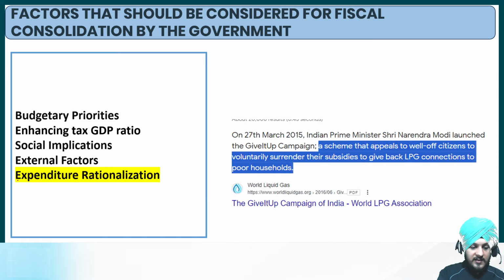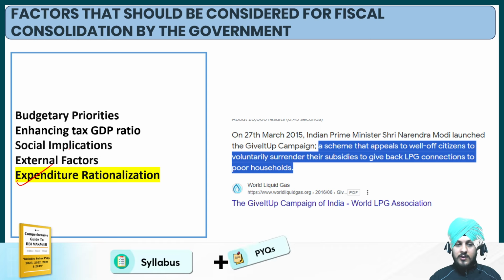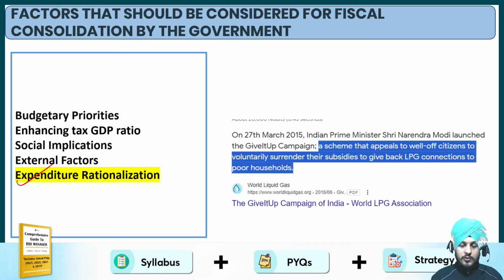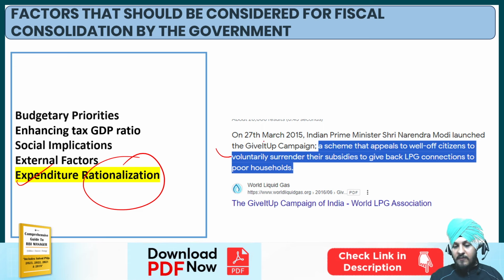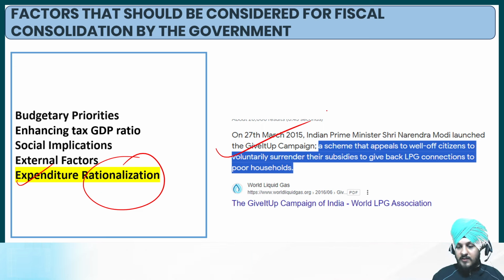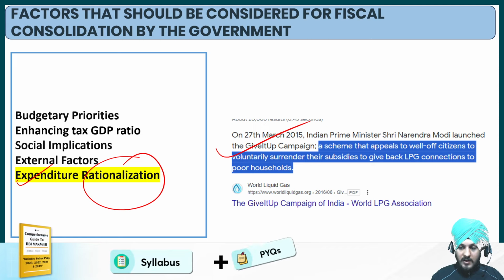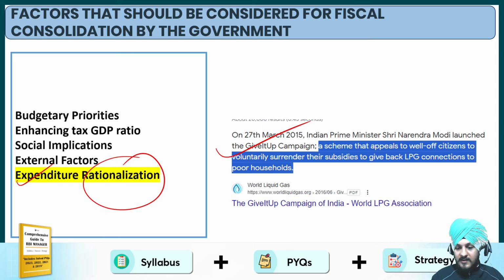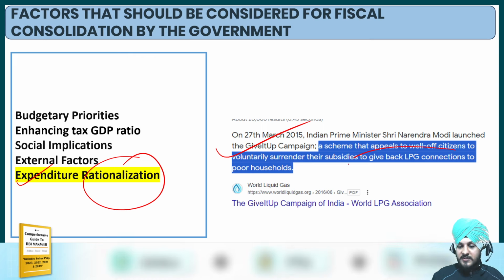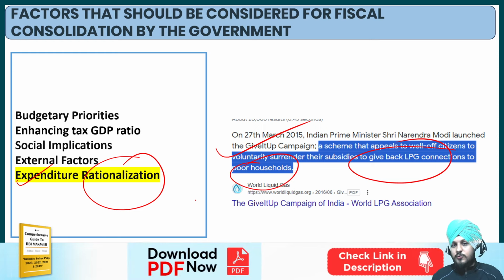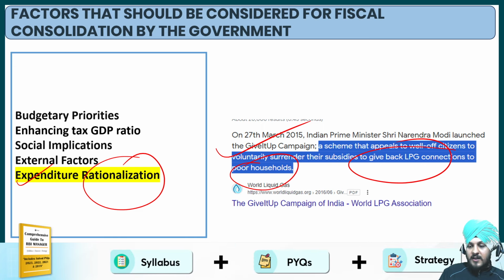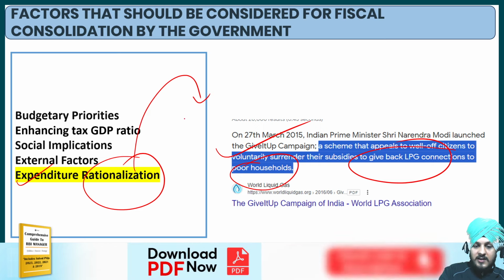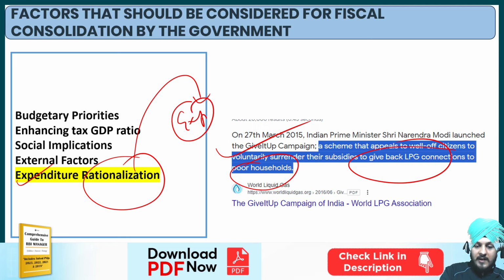Then the next point is the expenditure rationalization. So the government should motivate the citizens and also should direct its budget and the expenditure in order to rationalize it. So you can write the example of Give It Up campaign. So Give It Up campaign was a scheme by the government that appealed to well-off citizens to voluntarily surrender their subsidies to give back LPG connections to poor households. So what the government is doing, they're motivating or convincing the privileged people to give away their subsidies, to give back their LPG connections, so that the schemes can be rationalized, and the expenditure can be reduced.